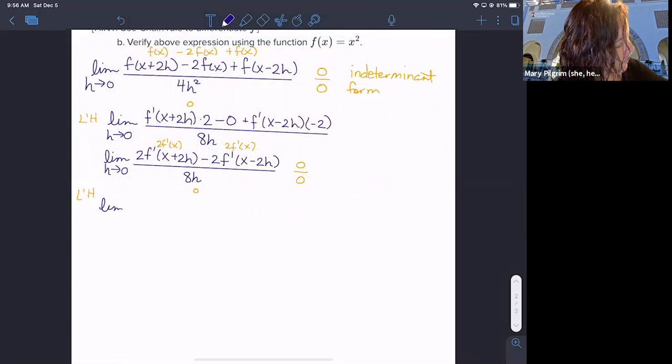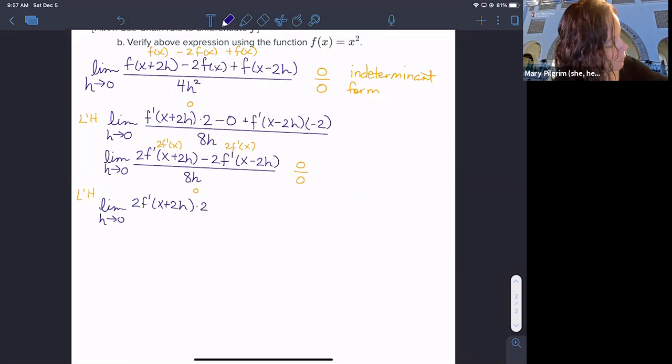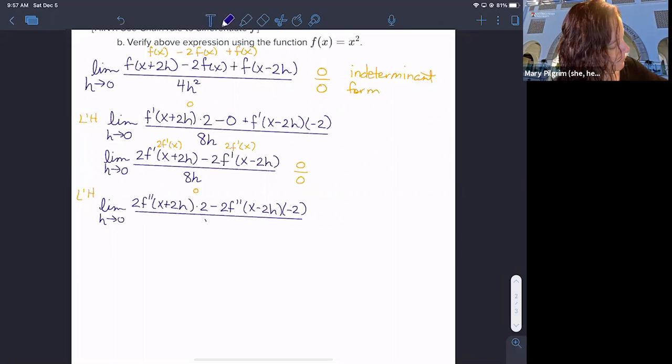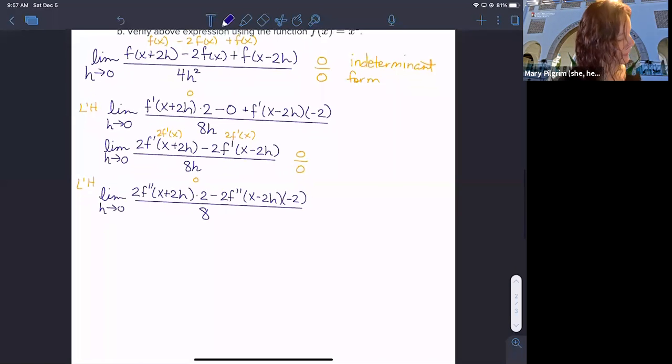So we've got the limit as h goes to 0 of 2f prime of x plus 2h, chain rule, times 2, f double prime, derivative of the derivative, minus 2f double prime of x minus 2h, chain rule, times negative 2, all over 8. And so let's simplify this here a bit.